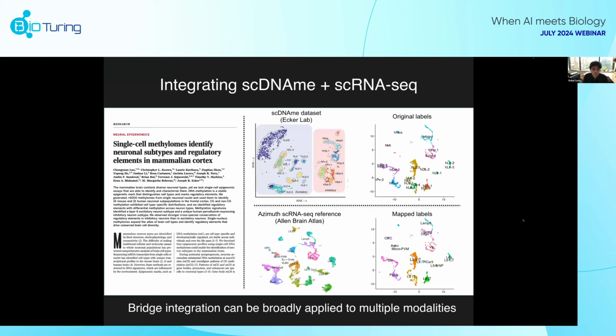So this is a data set from Joe Ecker's lab. This is single-cell DNA methylation, which is actually an extremely informative and very high content rich modality. And this is the data set where they did single-cell methylomics of human neurons. And you can see that you get very nice clusters and really high quality data.